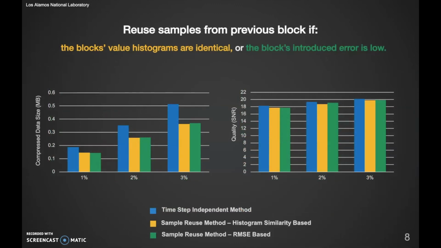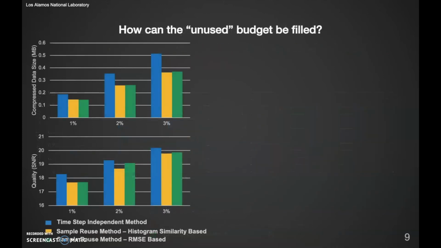From the original method, if we choose to reuse samples, we can achieve about the same reconstruction quality while using less space, regardless of similarity metric. In these scenarios, the user specified a space constraint budget that the original method could fill nearly exactly. However, we see the two sample reuse methods do not fill up that budget. Instead of not utilizing that extra space, how might this budget be filled?